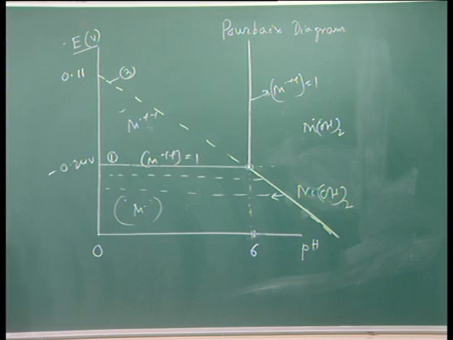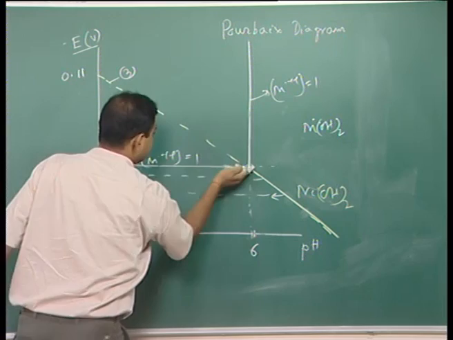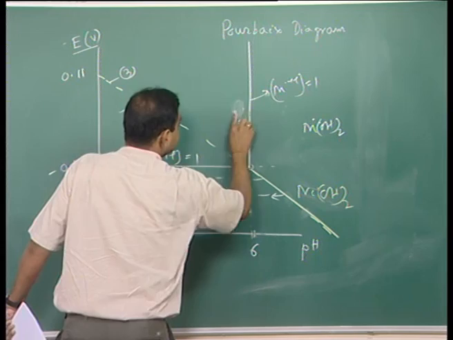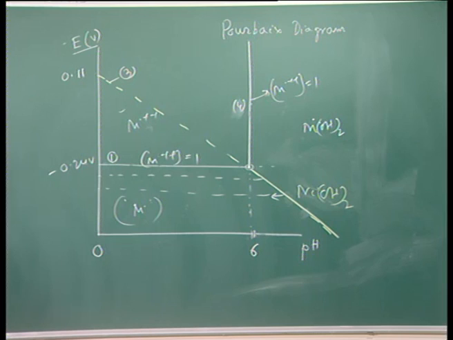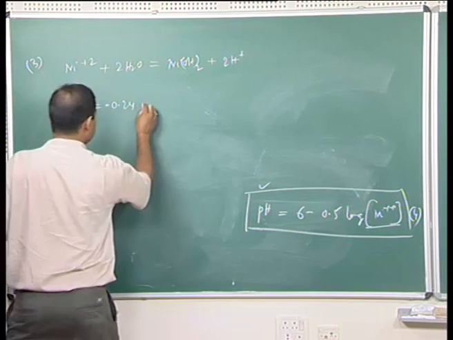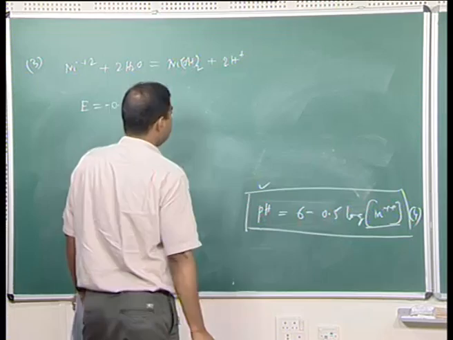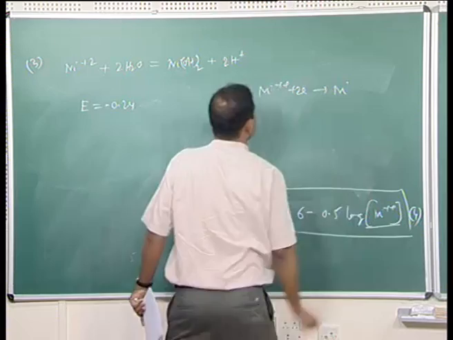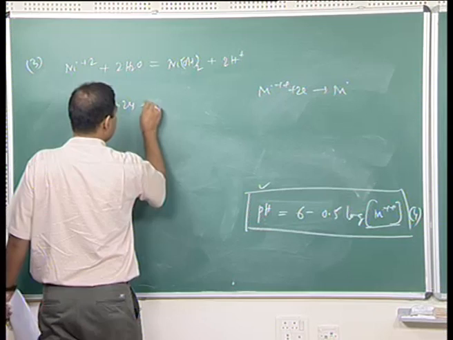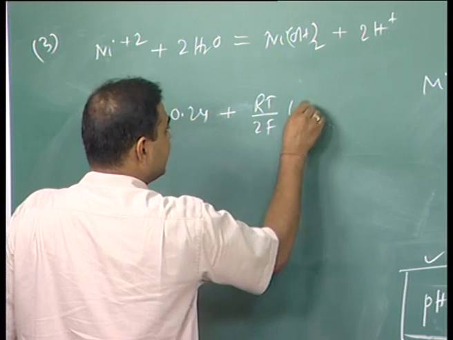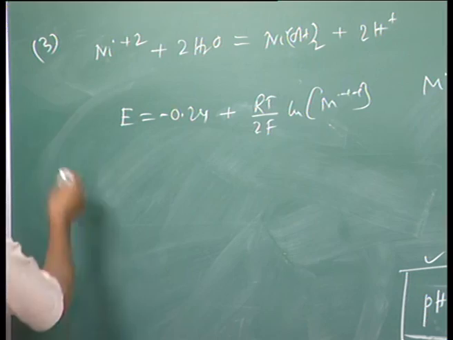Now, let me see whether this is a common point between this line and this line. This is line number 4, because it corresponds to equation number 4. So, this and this, equation number 1: E equal to 0.24 minus, and if the activity is 1 for this reaction, it is basically plus RT/2F ln Ni plus plus ion. So, this is equation number 1.